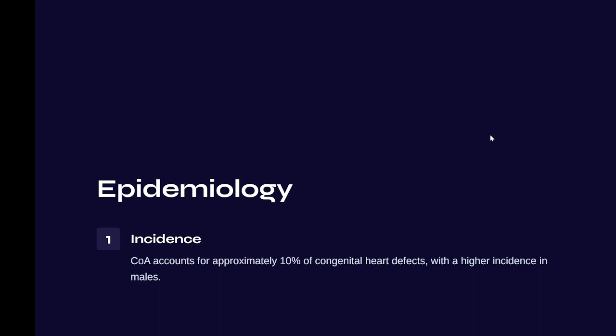Epidemiology: COA accounts for approximately 10% of congenital heart defects, with a higher incidence in males.